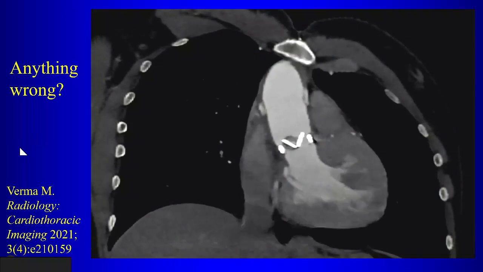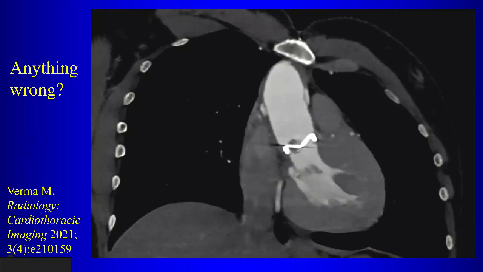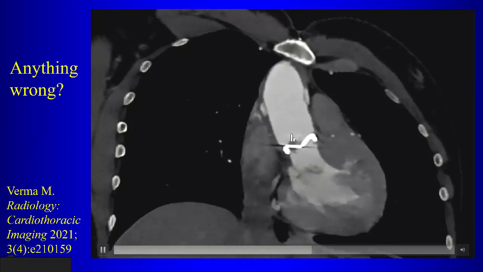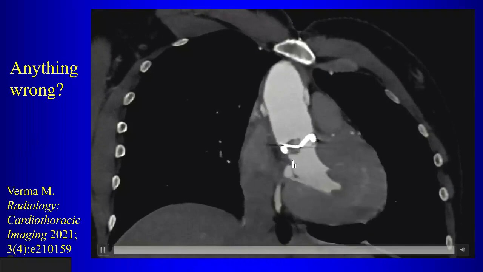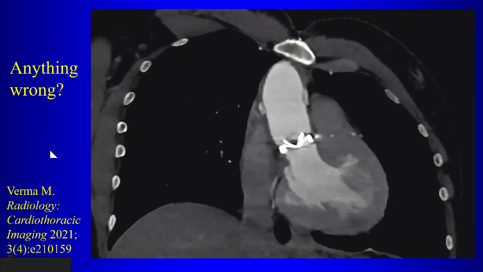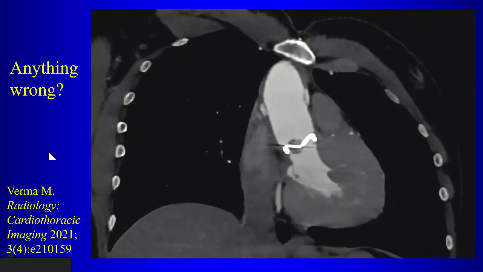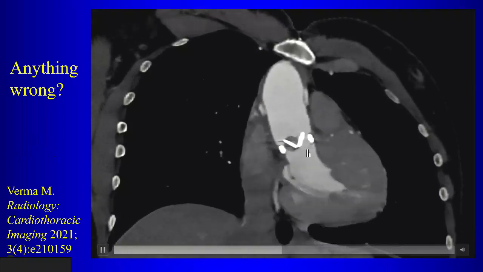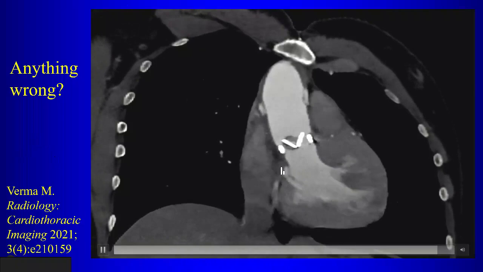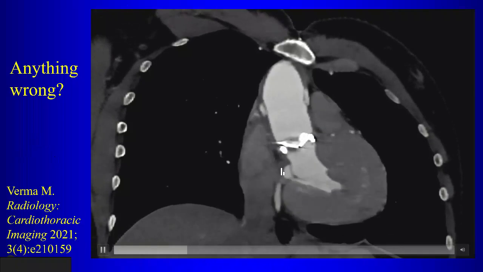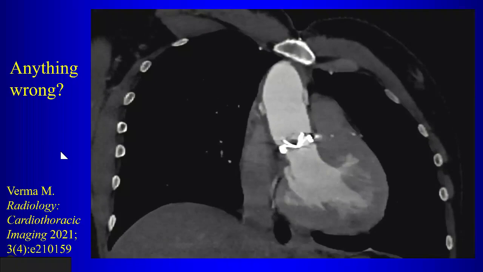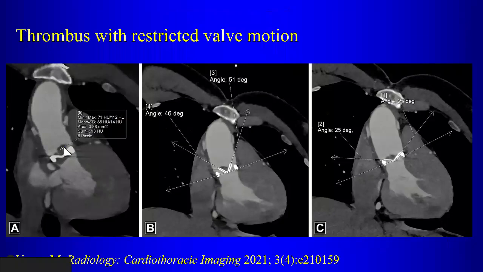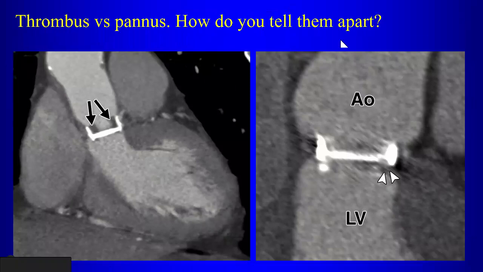Anything wrong with this aortic valve? Is there a thrombus on it? Yeah, there's a filling defect sitting here along the aortic valve. That's a thrombus. What's it doing? It's preventing the leaflet from opening, right? It's impeding the opening of this valve. So what problem would this person have? Stenosis, right? This person would have stenosis. Okay. So this person has restricted valve motion because of the thrombus in the valve.